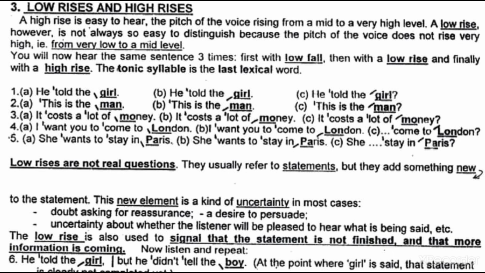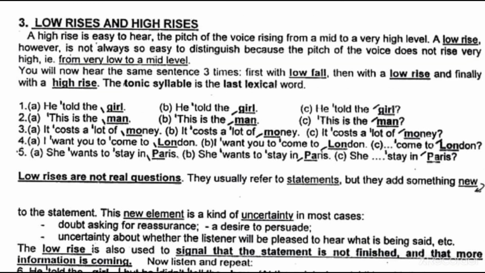In C, I'm going to pronounce the utterance using a high rise, where it's a statement in form but a question in intonation, where I'm going to be surprised. So I'm going to say, he told the girl. Here I'm surprised. Good. Number 2, A. This is the man. Normal statement, low fall. B. This is the man. Here it's a low rise. Maybe the sentence is not complete, or the listener will not be pleased with what I'm going to say. C. This is the man. Here I'm surprised, and I use a high rise.